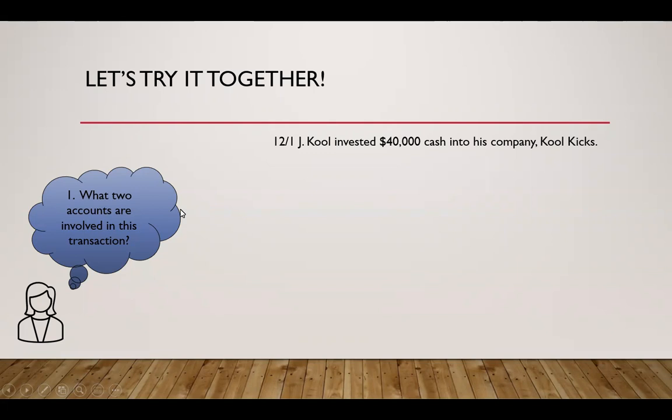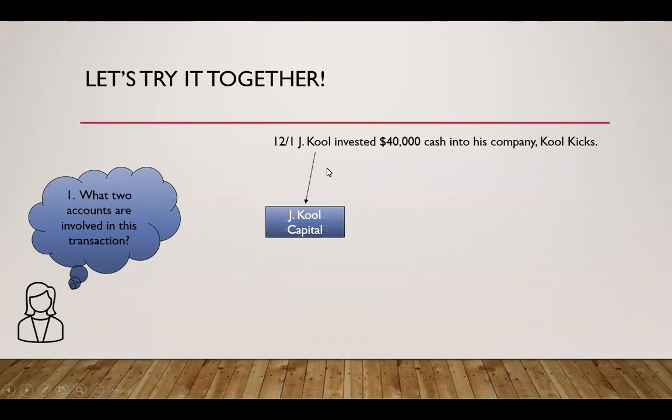So every transaction has at least two things going on. Now, it could be three, four, five things going on, but there have to be at least two things going on. Both of them can be going up. One can be going up and the other one can be going down. That part is not necessarily important at this point. At this point, we just need to determine what two things are involved.